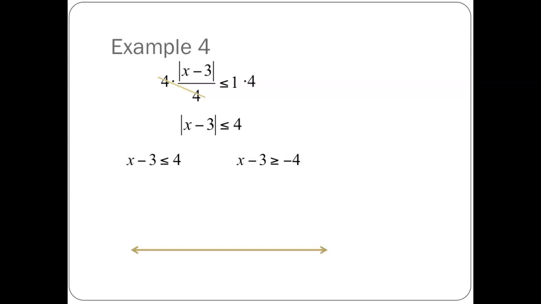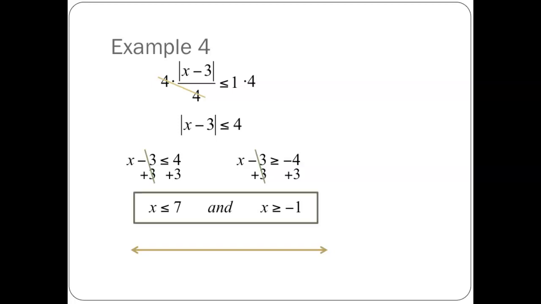All right, now we will add 3 to both sides. So now we have x is less than or equal to 7. And in the second inequality, add 3 to both sides, and we have x is greater than or equal to negative 1. Now this is a conjunction based on the original form. And now we can go ahead and graph this.